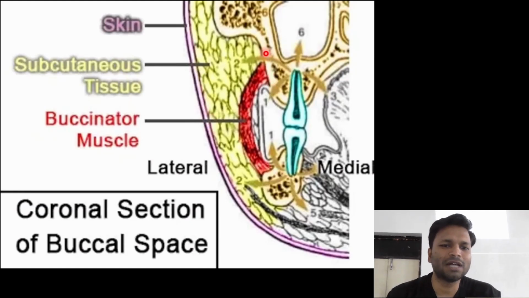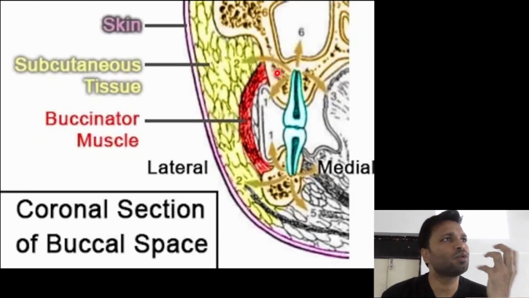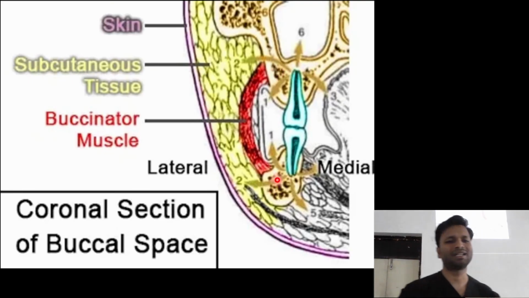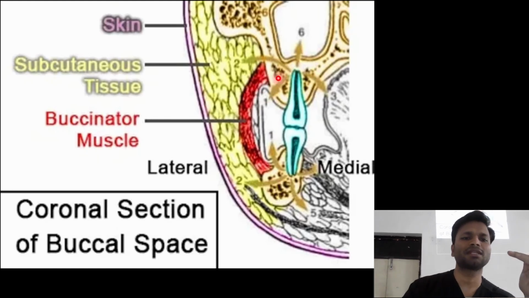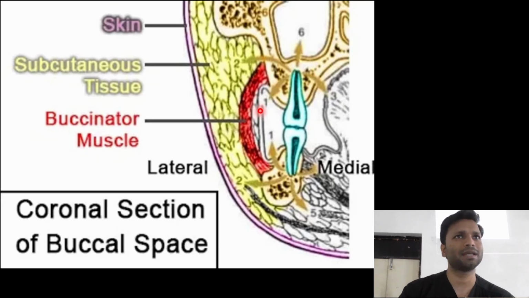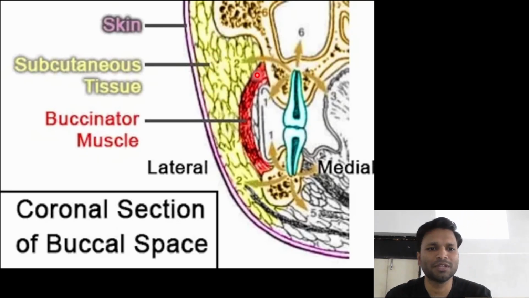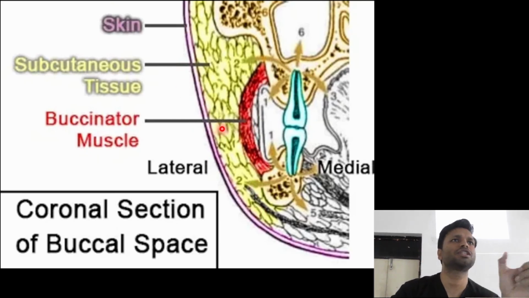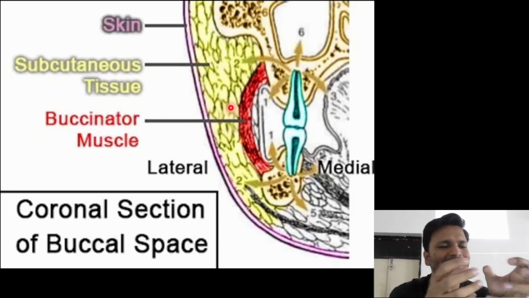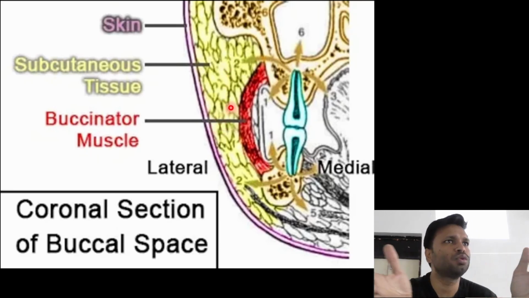Now depending on the level of the attachment, in case of upper teeth, if the root apex is below the attachment of the buccinator muscle, we are going to see the involvement of the vestibular space. If the root apex is above the attachment of the buccinator muscle, we are going to see the buccal space. This is the buccal space basically. The space between the buccinator muscle and the superficial skin, in between the two we have only subcutaneous tissue, loose connective tissue. And it is very easy to necrose it and spread the two structures.